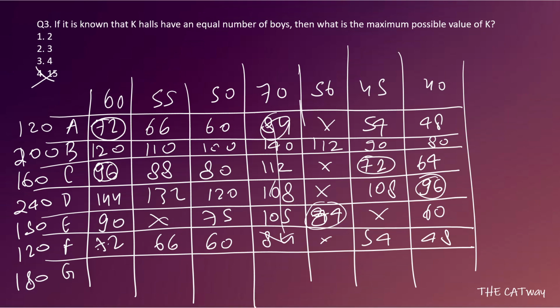For 180, 60% it would be 108. 55% would be 99. 50% would be 90. 70% would give me 126, 18 sevens are 126. 56 would give me nothing, 45% would give me 81, and for 40% of 180, we have 72.